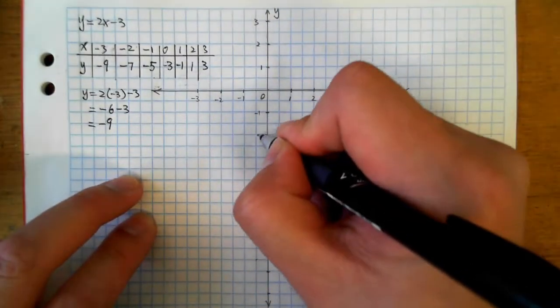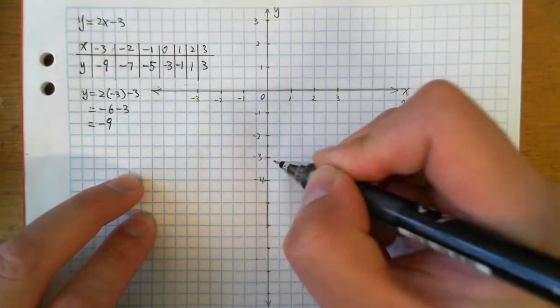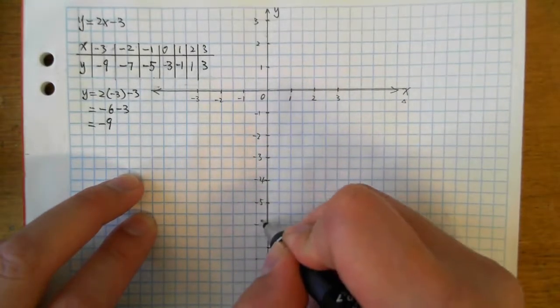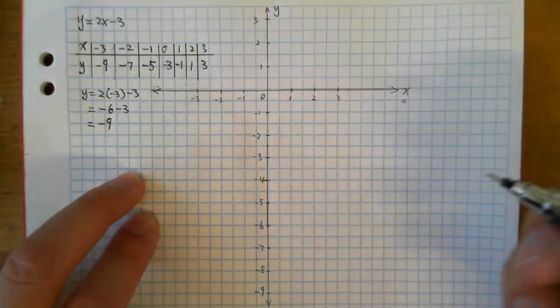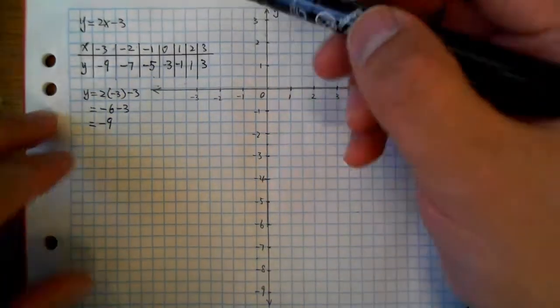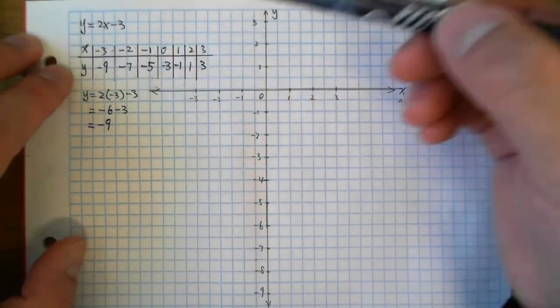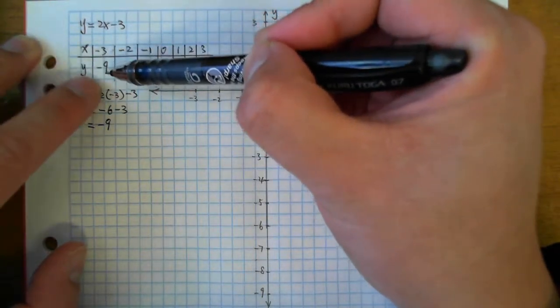Alright, so that is -1, -2, -3, -4, -5, -6, -7, -8, and -9. Okay, now let's do the coordinate. Actually, this is the coordinate. For example, when x equals -3, y equals -9.